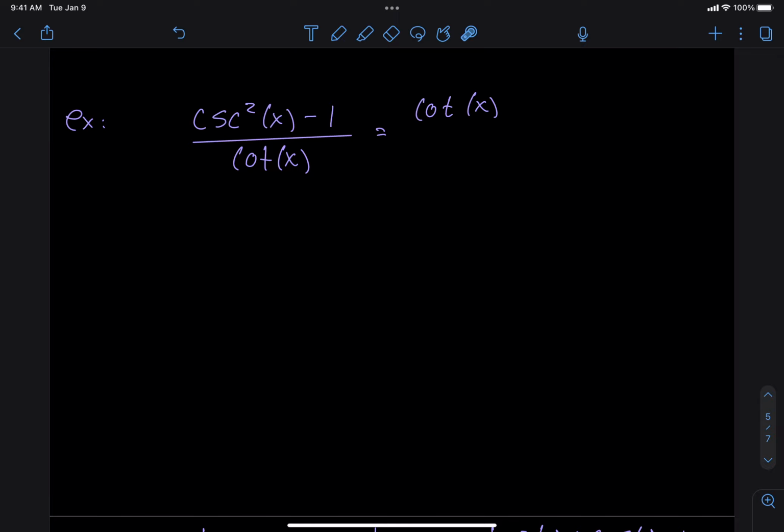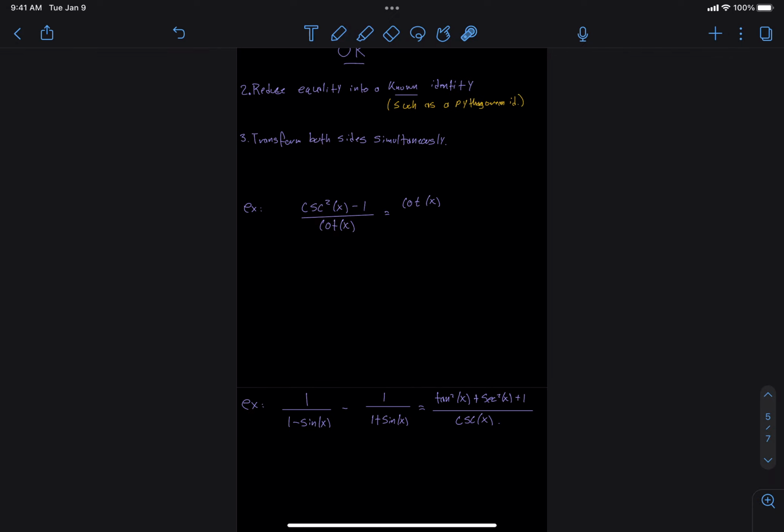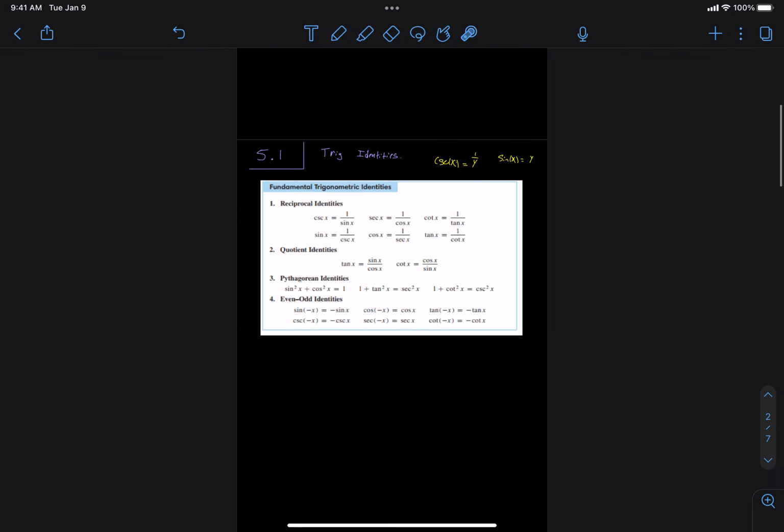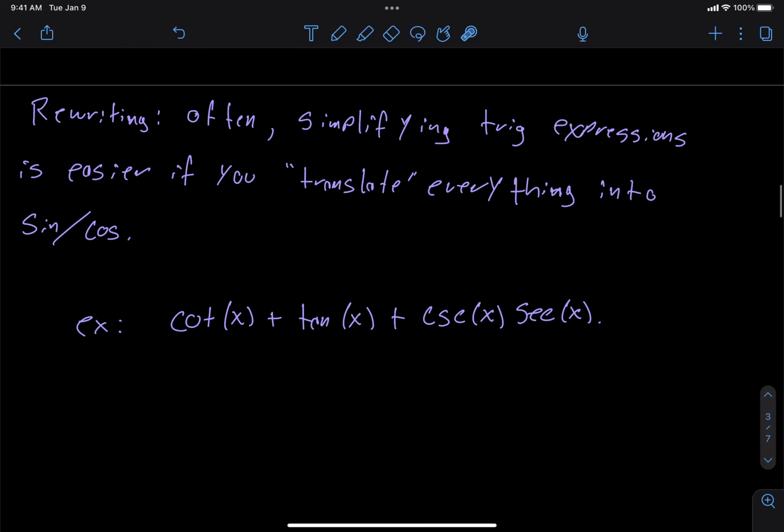So our game is going to be to manipulate this identity into one of the ones that we know is true. And if we can say this identity is equivalent to one of the ones that we know is true, then this one must be true. Okay, so that's the preview of where we're going. But we need some tools before we can do that. So let's start with rewriting.